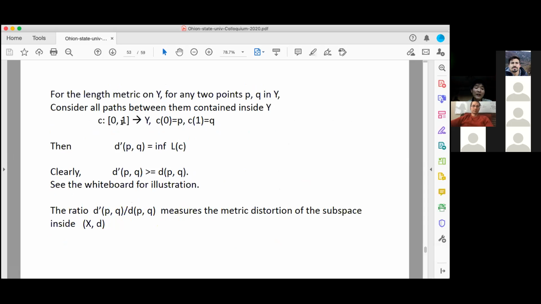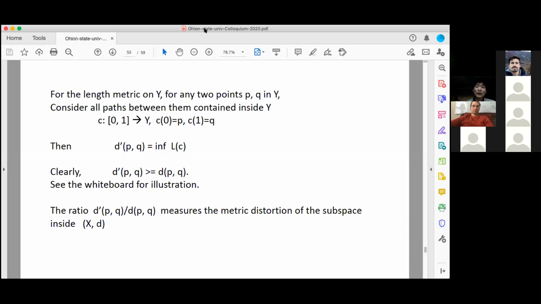So how is this defined? For the length metric on Y, for any two points P, Q in Y, I consider all paths which connect P to Q, right? A path in Y starts from P and goes to Q. Then the length is the infimum of the lengths of all these paths. Okay, so that's the induced length metric on the subspace. Now, clearly, the induced length is bigger or equal than the restriction of the metric, right?